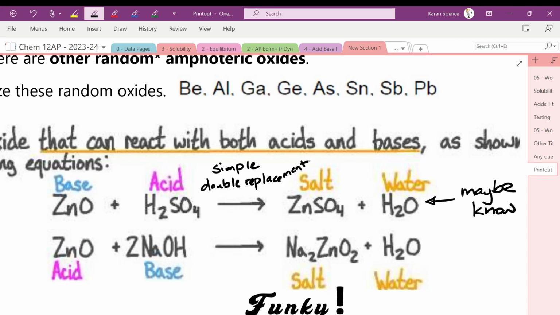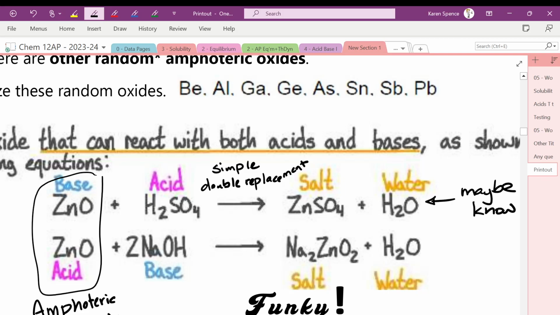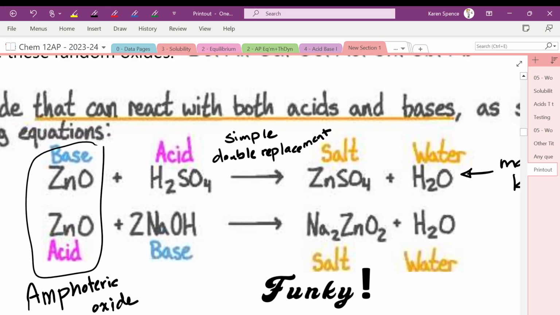Yes. Now let's take a look at the next one, where this amphoteric oxide acts as an acid. Now it's reacting with a base, and what do we get? We get a salt, Na2ZnO2, and water. Do you like the font I found?